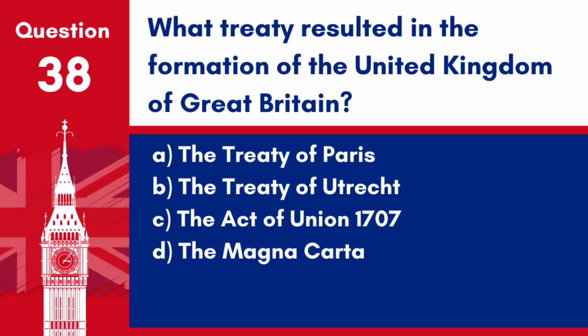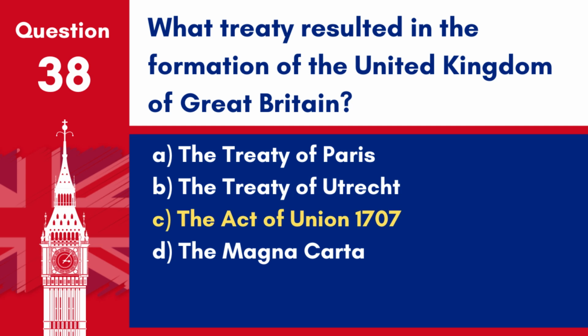What treaty resulted in the formation of the United Kingdom of Great Britain? A. The Treaty of Paris. B. The Treaty of Utrecht. C. The Act of Union 1707. D. The Magna Carta.